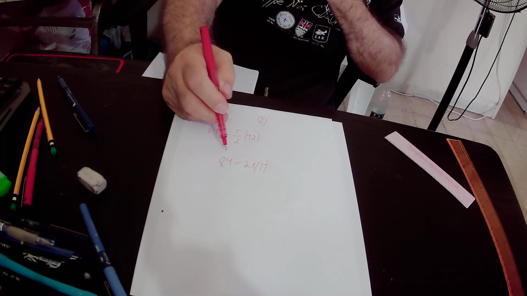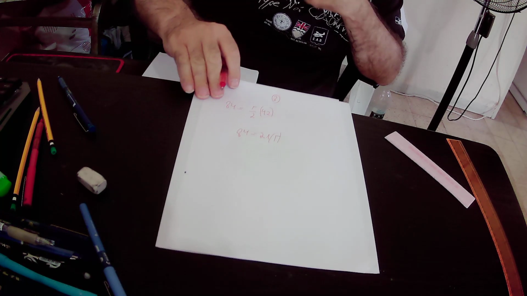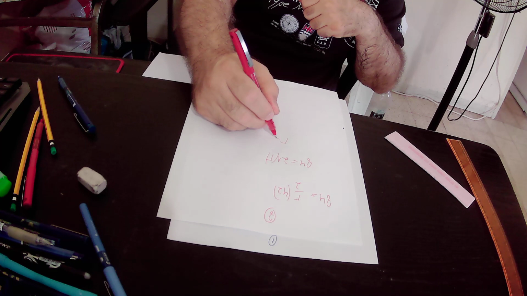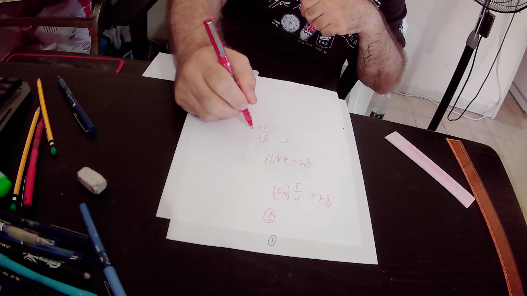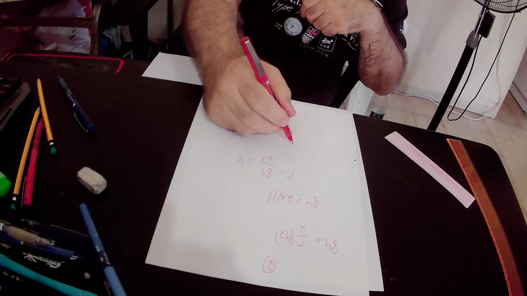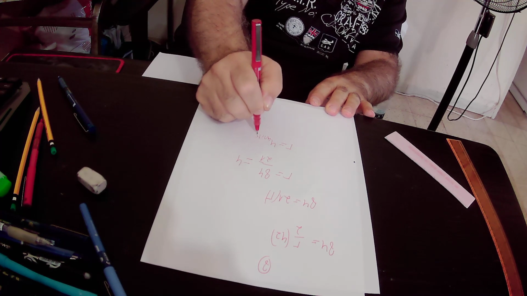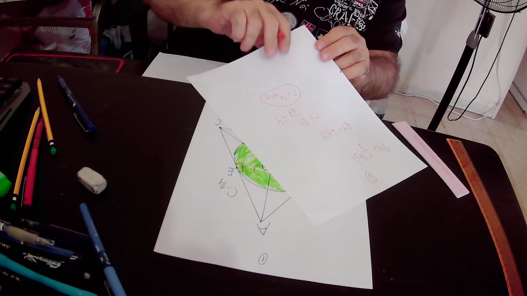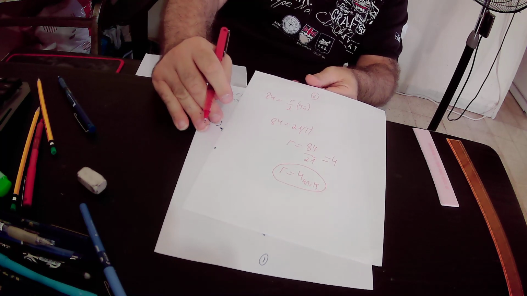Here we will divide this equality by 21 in order to get the radius of the green circle. Okay, so we will get that the radius of the green circle equals 84 over 21, and 84 over 21 is 4, so we got that the radius of the green circle equals 4 units. So we found out that the radius of the green circle equals 4 units.